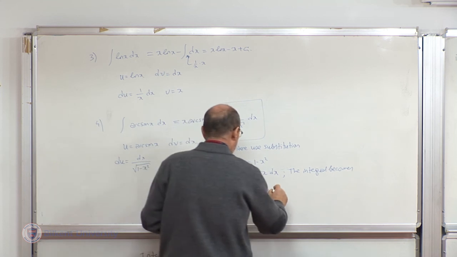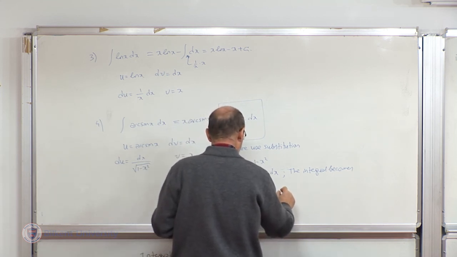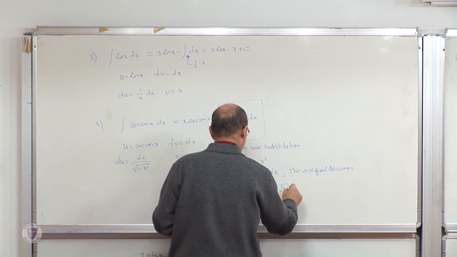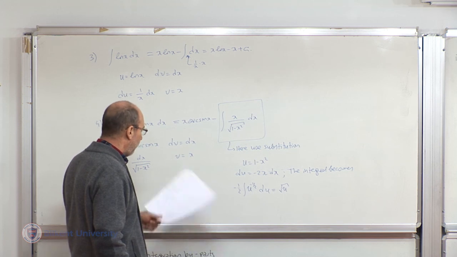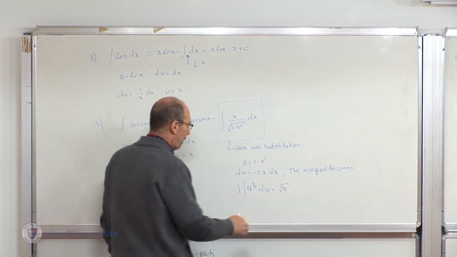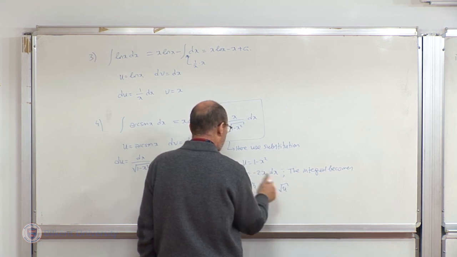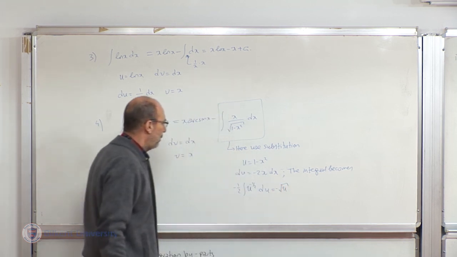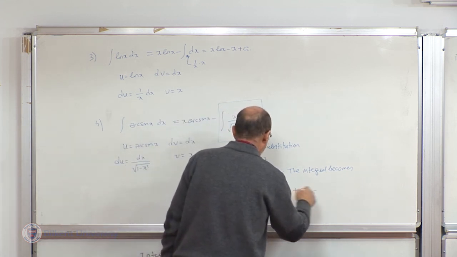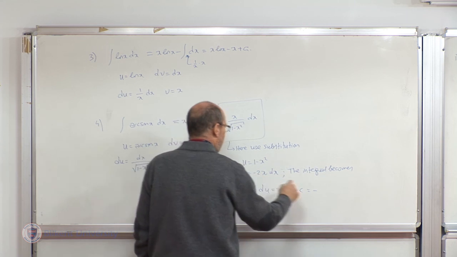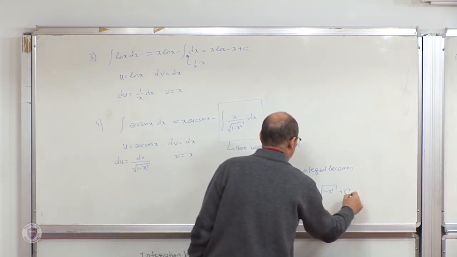And the integral then becomes square root of u with a minus sign, right? If I take the derivative of this, I'll have 1 over 2 and 1 over 2, and I don't get this minus, so I have to get a minus here, plus c. So this is minus square root of u, and I know what u is. This is minus the square root of 1 minus x squared plus c.